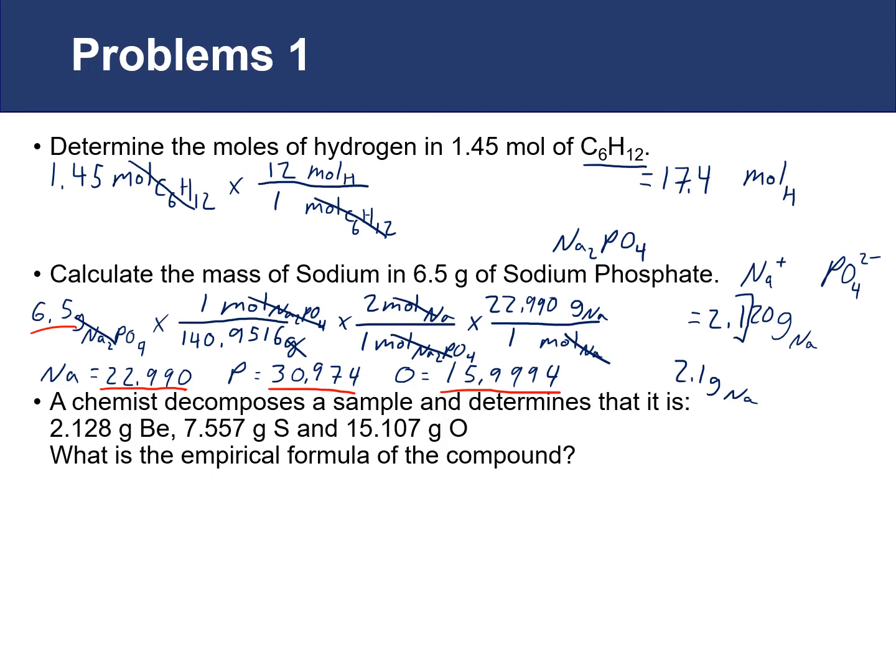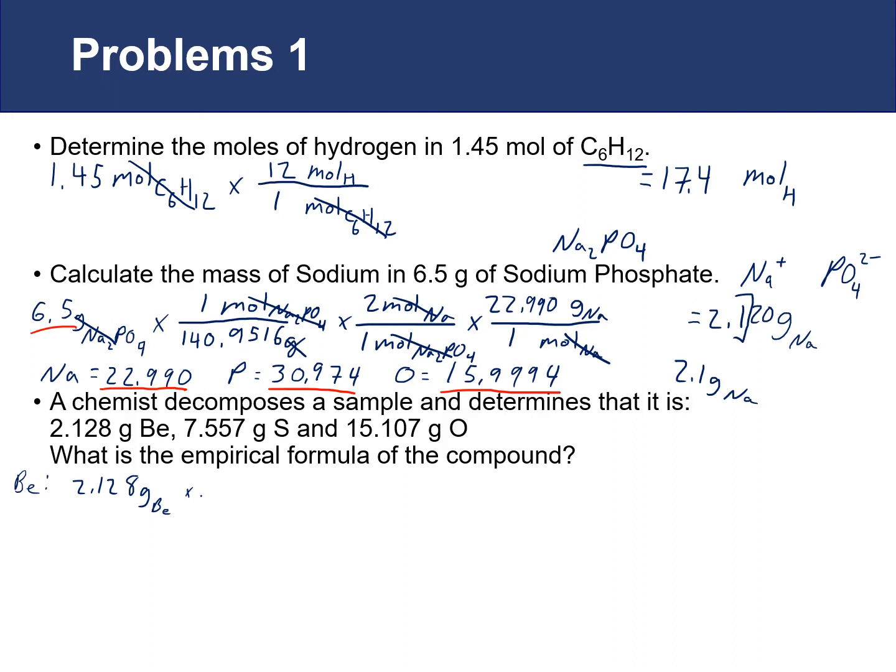Our first step for solving this is figuring out how many moles of each one of these elements we have. So we can take each one of our masses and convert it into the number of moles that it corresponds to. So first we'll work with the beryllium. So we have 2.128 grams of beryllium.